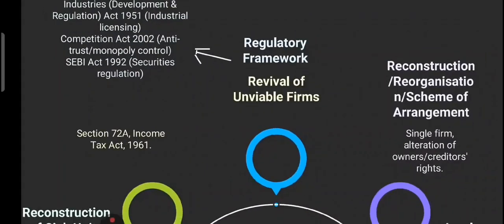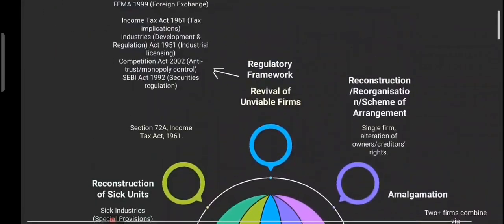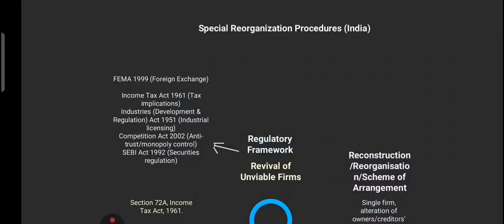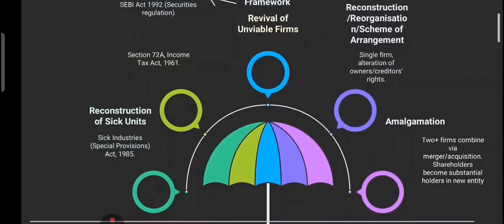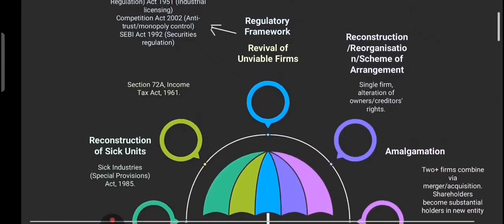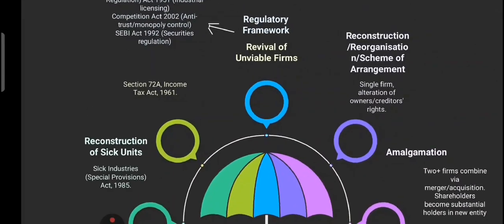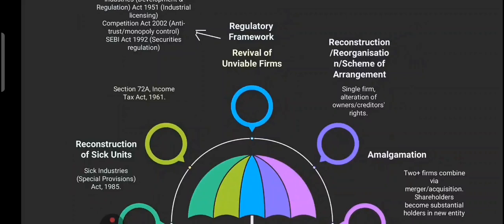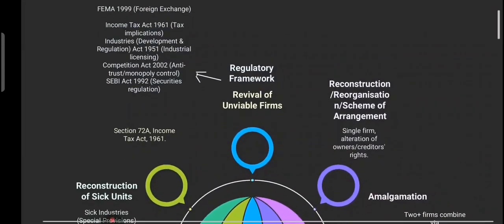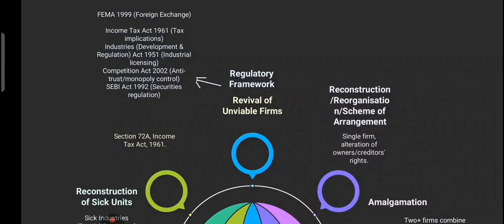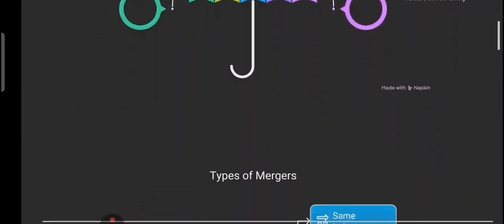So basically this particular diagram shows the detail about the reorganization procedure. Either you go for amalgamation, or you reconstruct the SIC unit as per this act provision, or you go for reconstruction, reorganization, scheme of arrangement, revival of unviable firm, and regulatory frameworks are there in action. Some act names I have already provided. Together these measures form a robust umbrella of revival strategy, guiding distressed business toward recovery and sustainable growth. So this is a brief overview.